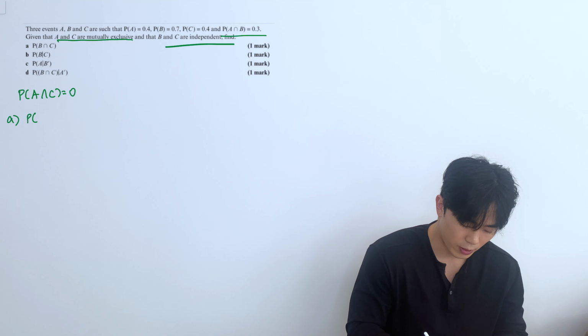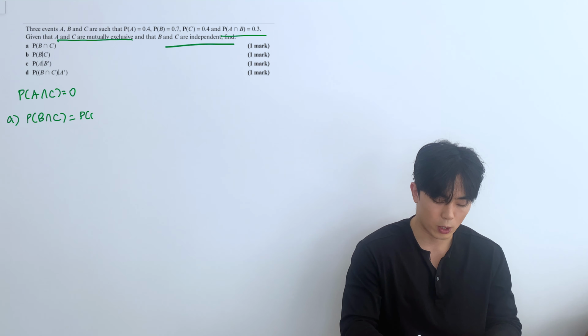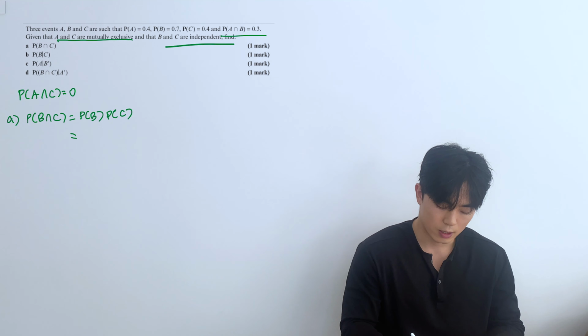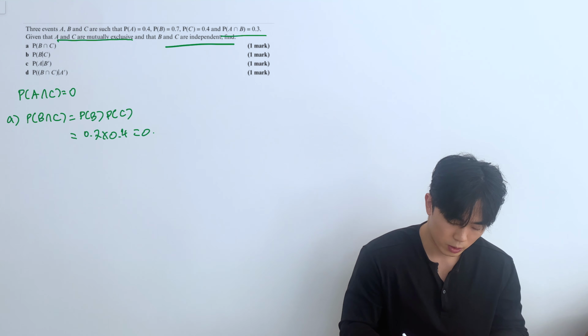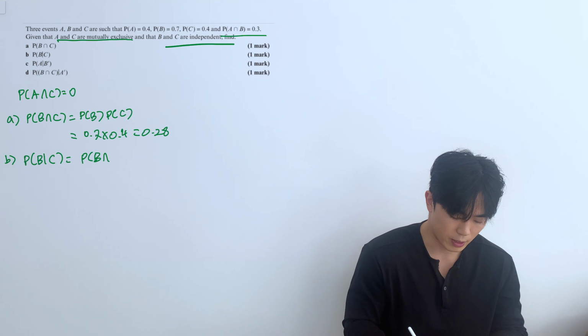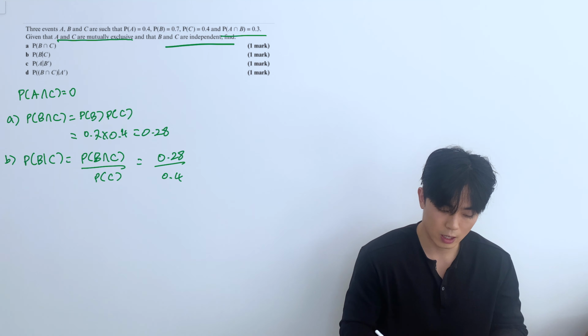So for part A, find the probability of B and C. Right, if it's independent, we know that this should be equal to the probability of B times the probability of C, right? That's the condition we learned earlier. So this is going to be 0.7 times 0.4 gives us 0.28. Part B, probability of B given C, which is the probability of B and C over the probability of C. B and C is 0.28 from part A. Probability of C, as you can see here, is 0.4. So we get a value of 0.7.